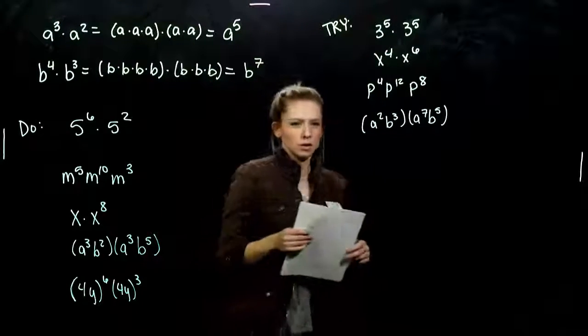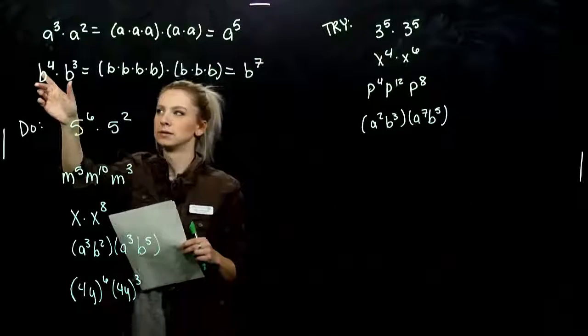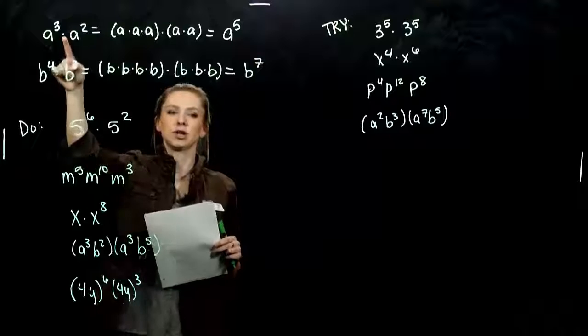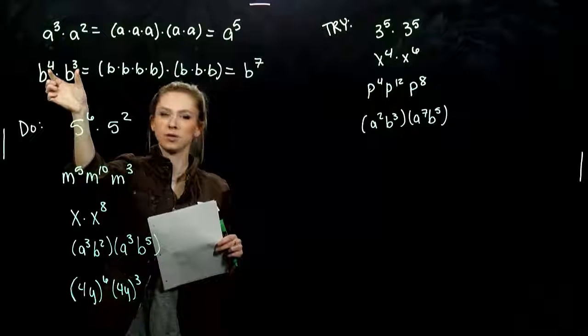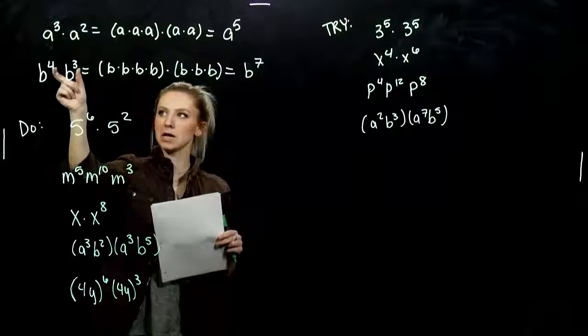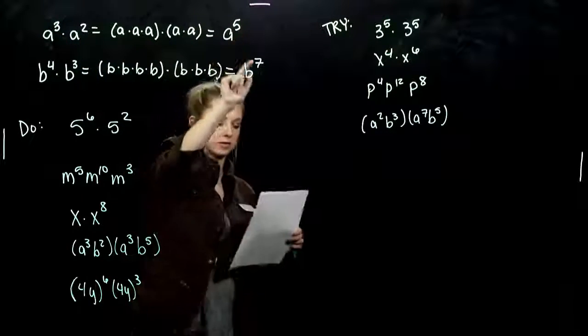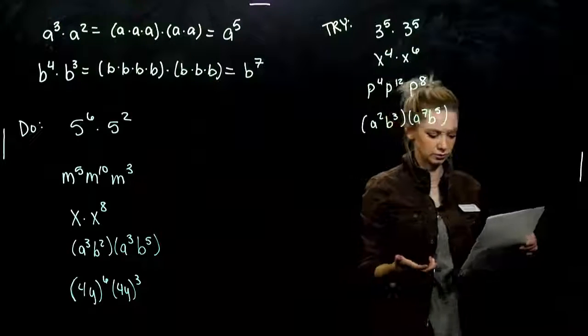Okay. So, what do you think? If I've got the same base and multiplication everywhere, what do I do with those exponents? In each case, I sum the two, that gives me my end result. So that's our product rule.